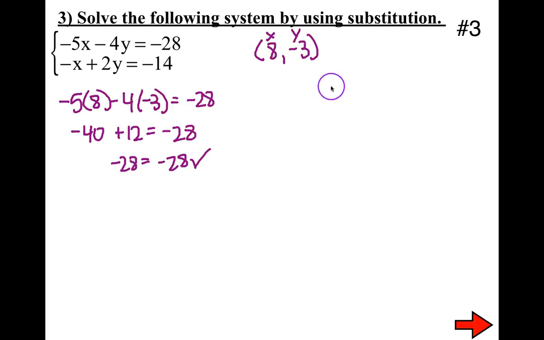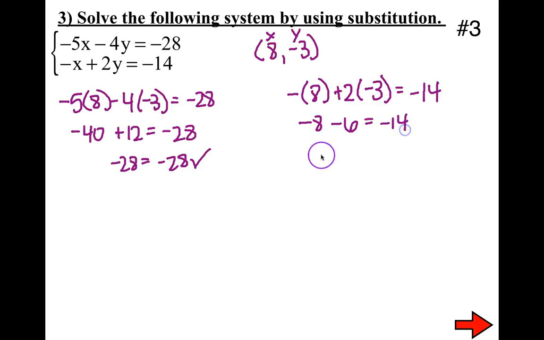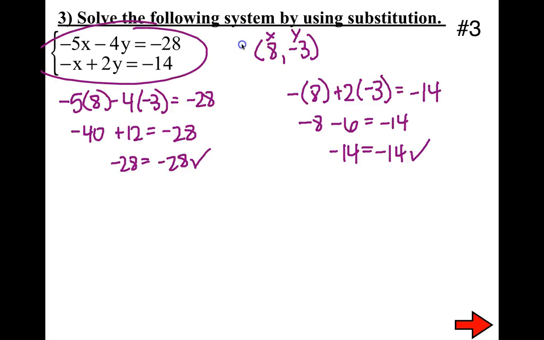Now let's try the second one. So we have negative instead of x, we're going to write 8, plus 2 instead of y, I'm going to put negative 3, equals negative 14. So here we have negative 8 minus 6 equals negative 14. Is this true? Yes. Because it works for both, I can confidently say that the solution to this system is indeed 8 comma negative 3. In fact, this is the only solution that would yield true statements for both of these equations.